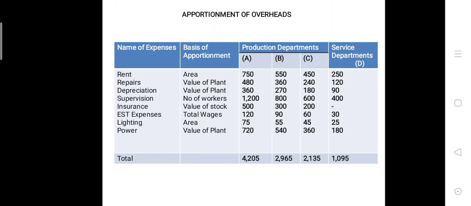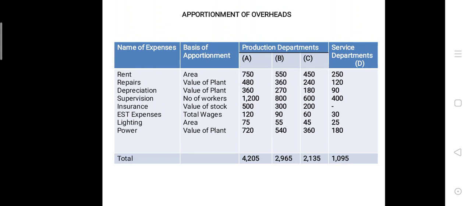Now lastly we are supposed to do the addition of all these amounts. We have apportioned the total overhead cost to all the 4 departments. If you add all these figures, you will arrive at the answer, that is 4,205 for department A, 2,965 for department B, and for department C 2,135 and for service department that is 1,095.